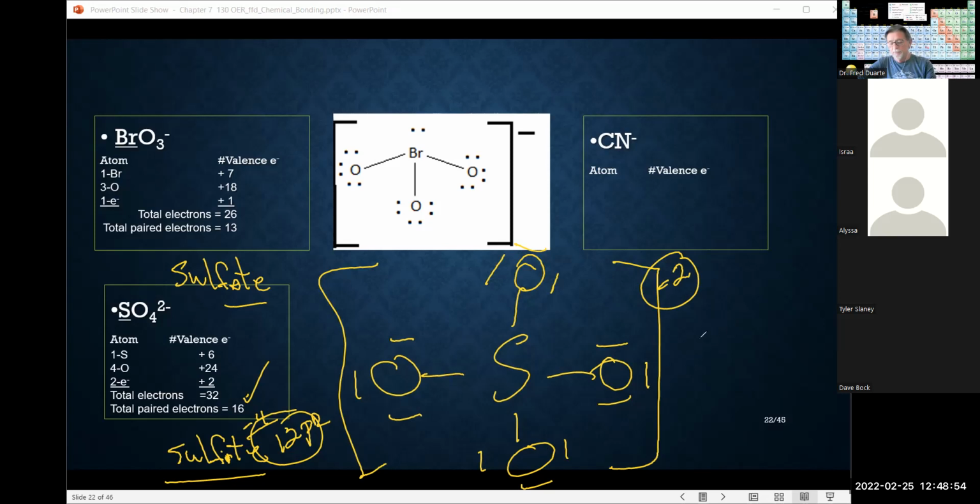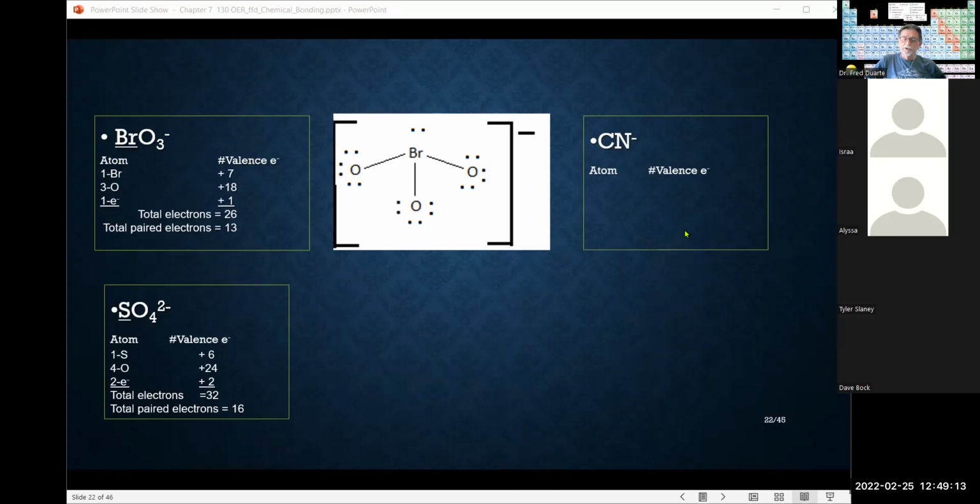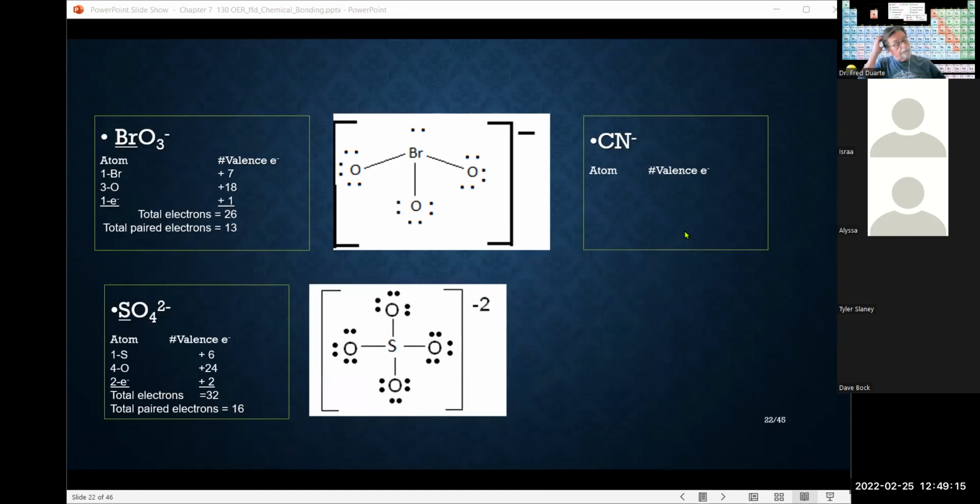General formula, we have AB4. Just check that on the periodic table and the shapes table, and it turns out to be tetrahedral with bond angle 109.5. Okay, see, no different from the other ones, we just happen to be accounting for the charge of the polyatomic ion.